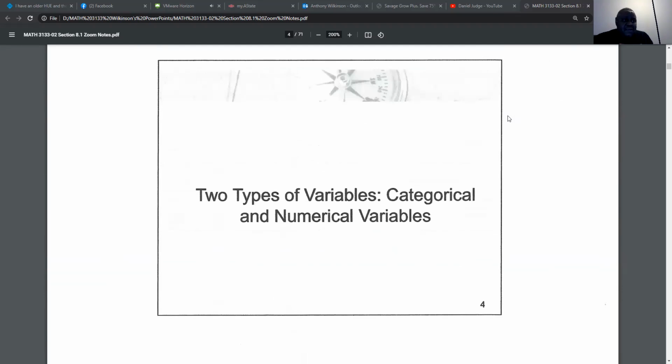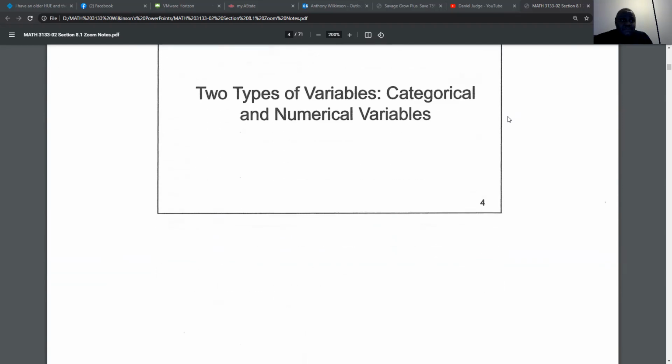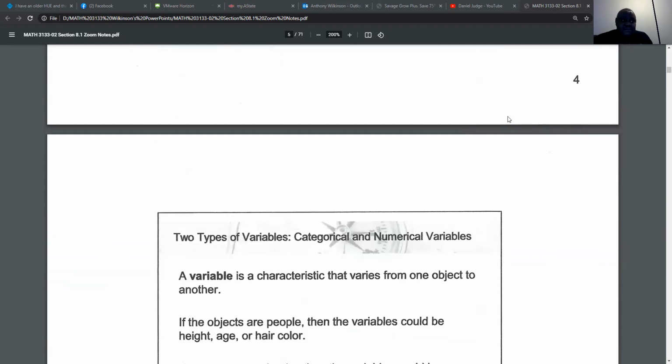Okay, so here we have 2 types of variables that we'll talk about first. One of them will be categorical, and the other one will be numerical variables. Categorical and numerical variables is what we'll talk about first.